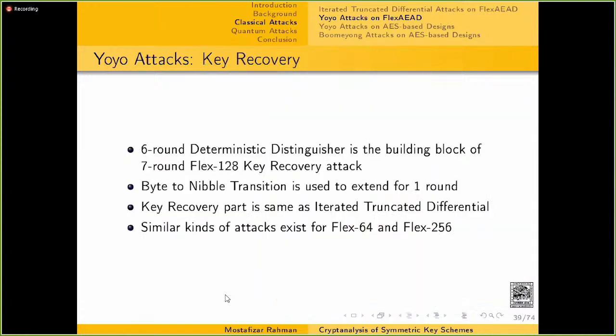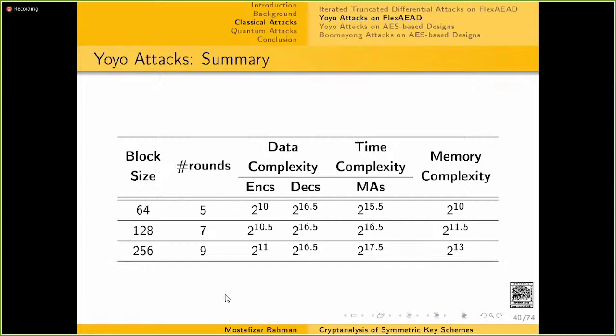Next, by applying the distinguisher, we retrieve the right pair, and then we use the right pair to recover the key. For the key recovery, the strategy that has been shown for the iterated truncated differential has been followed here, and key recovery has been done. These are the complexities of the UO attacks, and you can see here that all complexities are practical.